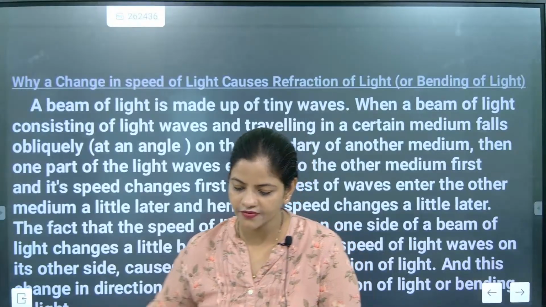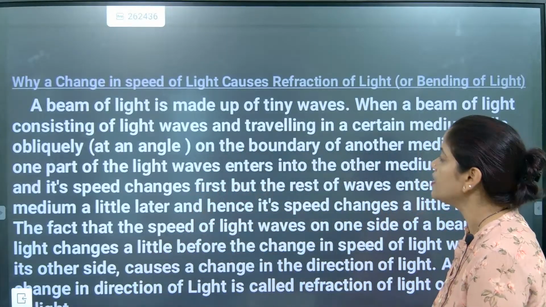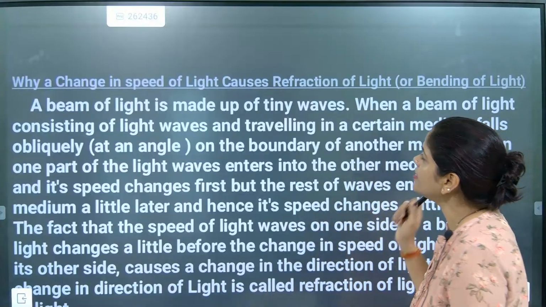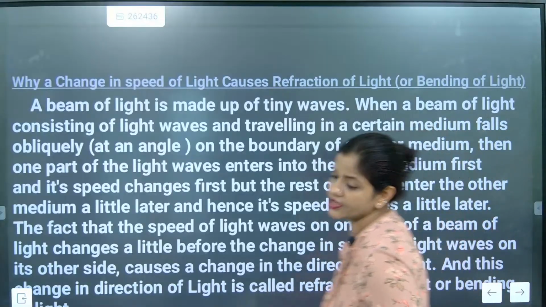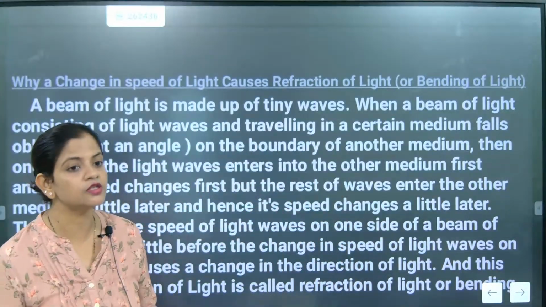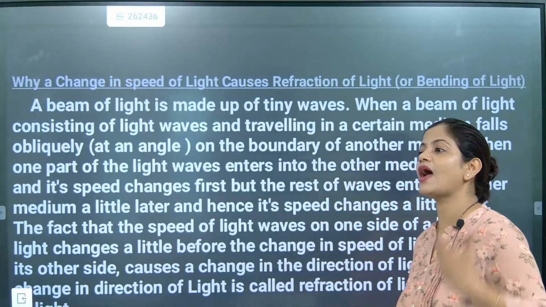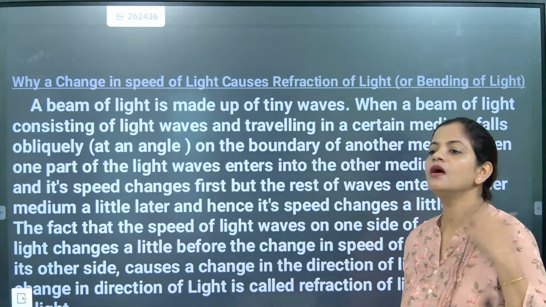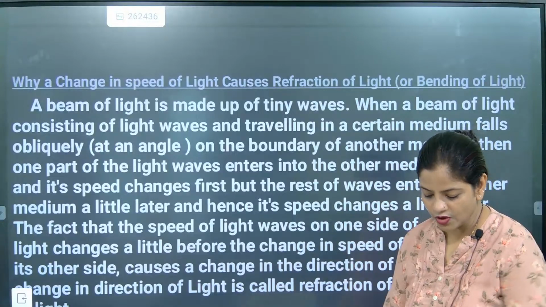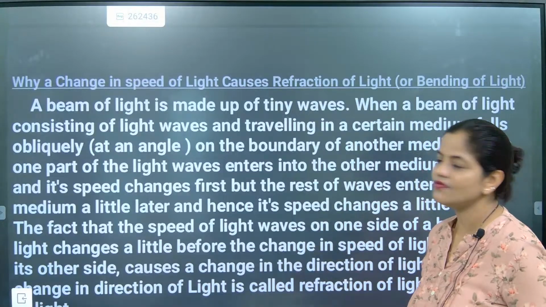Just a little change I have done, so that the screen will be totally visible. Now look here beta, if somebody asks you, why does a change in speed of light cause refraction? Right now we learned that the change in speed causes refraction, but now they're asking why this is happening. Understood?